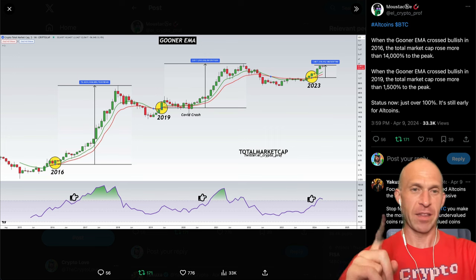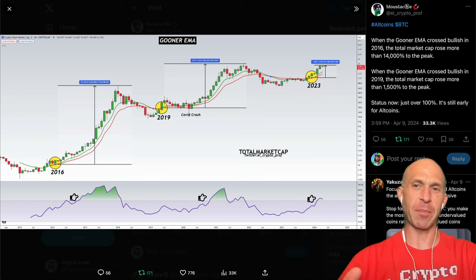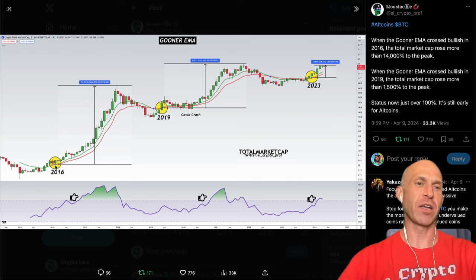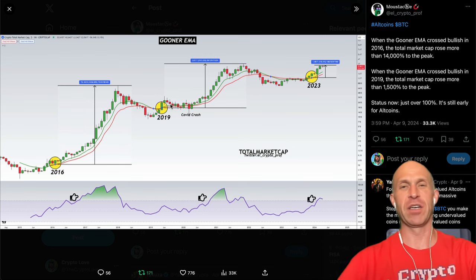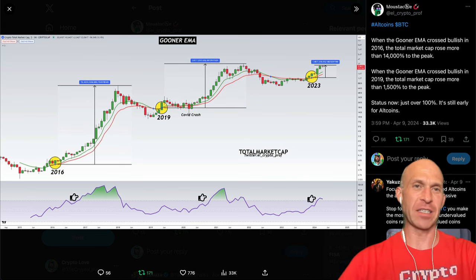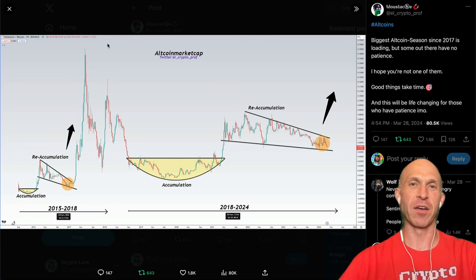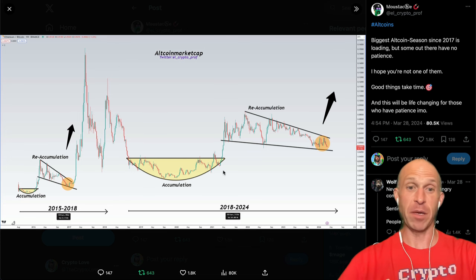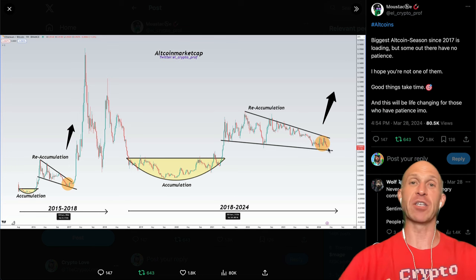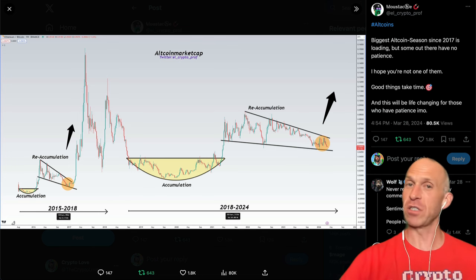First, there is alt season coming. It hasn't started yet, but alt season is on the way. You can see here, we have a cross of the Gunnar EMA. Each time the Gunnar EMA crosses, on average, it has about 8,000% gains. Not only that, but we have expanding cycles theory. So small accumulation, small reaccumulation, big parabolic run-up alt season. Bigger accumulation, bigger reaccumulation, even bigger alt season coming.